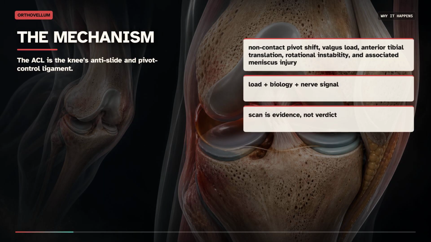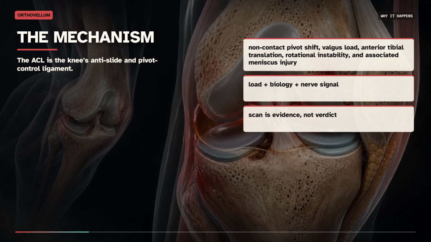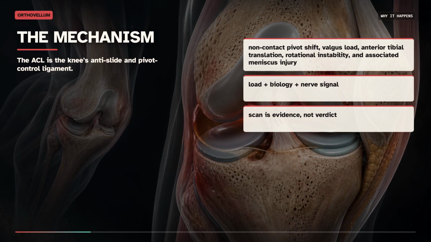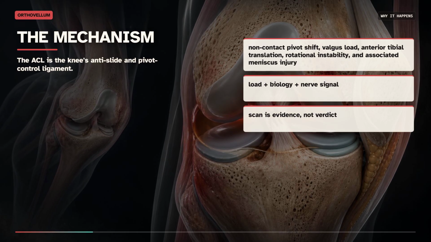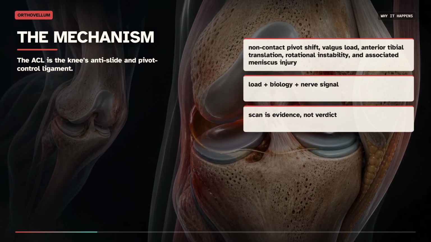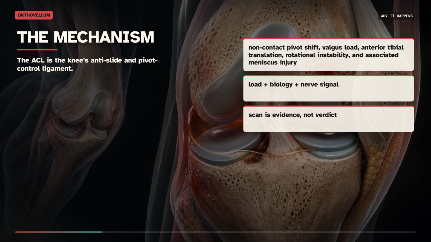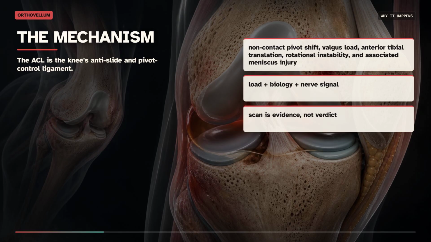The core mechanism is non-contact pivot shift, valgus load, anterior tibial translation, rotational instability, and associated meniscus injury. This is why two people with similar images can feel very different. Tissue appearance, load, inflammation, nerves, strength, and confidence all interact. For the lay viewer, the question is not, what word is on the scan? The better question is, what system is failing? For the resident, the question is sharper. What is the pain generator, what is the structural risk, and what can safely wait?